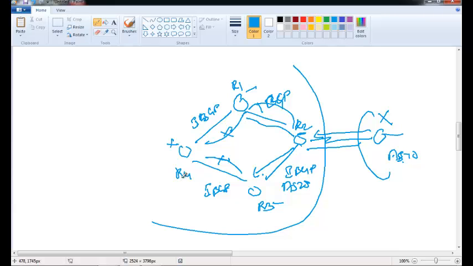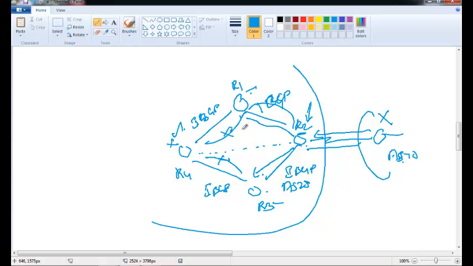So how can you override this rule? Make R2 and R4 neighbors. I am not asking you to put a physical cable. Go to R2 and say, as you said R1 as a neighbor, you also say R4 as a neighbor. That solves the problem. As you said R3 as a neighbor, you also need to say R4 as a neighbor, which is called full mesh.